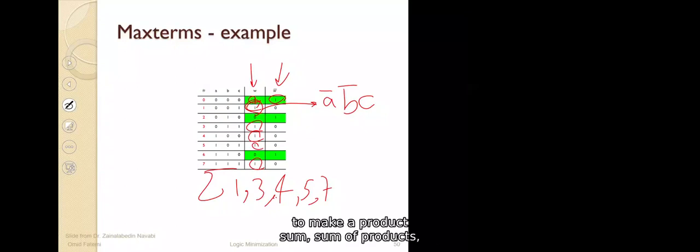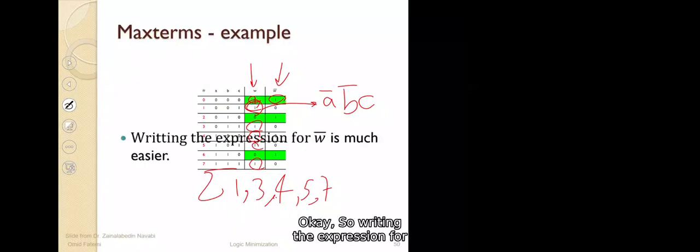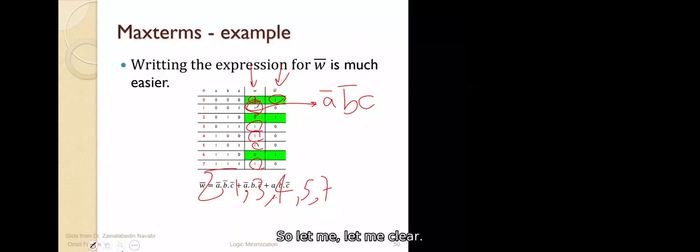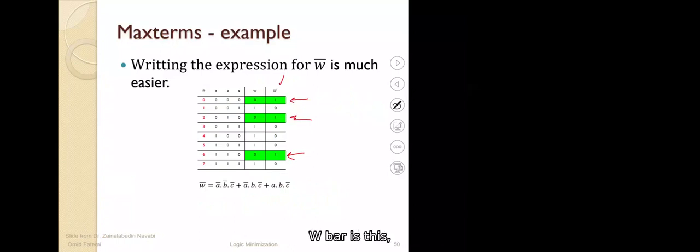So now let's do what we have learned before: selecting the ones and making a sum of products, either using a Karnaugh map, which I will link for you in the next slide, or trying to simplify. Writing the expression for W bar is easier here because it has 3 terms, while W has 5 terms. W bar is A naught, B naught, C naught, and then A naught, B, C naught, and also number 6, which is A, B, C naught. Okay? This is W bar.